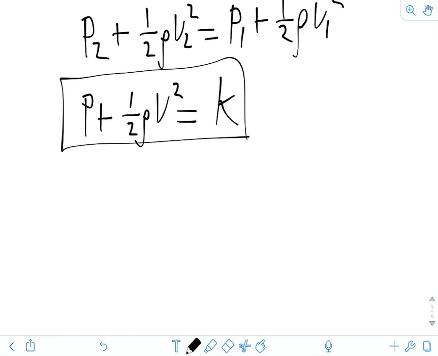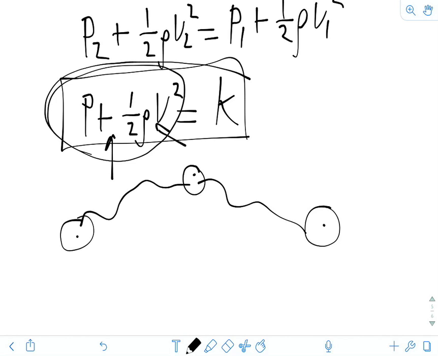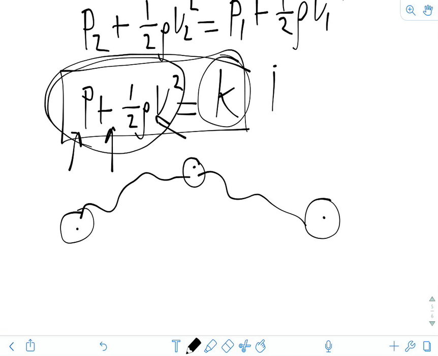So if we have a parcel moving along a streamline, as it goes along, its pressure and velocity can be changing, but the relationship between them must always hold this simple algebraic relationship. And you can see how pressure and velocity feed off of each other. If the pressure goes up, the velocity must go down. If the velocity goes up, the pressure must go down in order to keep this a constant. Pretty amazing. So that's known as Bernoulli's principle. People call this Bernoulli's equation.